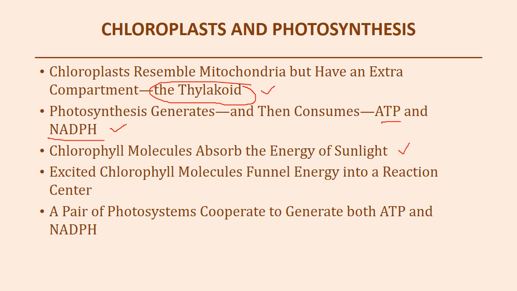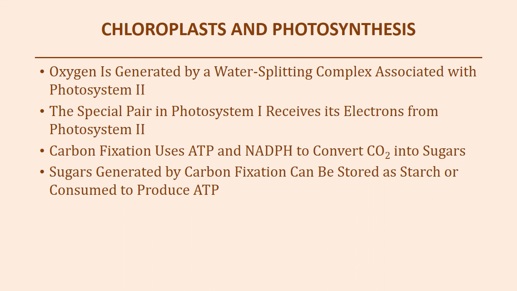They'll be able to take the energy from the sunlight and start off our photosystems. Excited chlorophyll molecules will funnel the energy into a reaction center of a photosystem. We have two photosystems, photosystem 2 first and then photosystem 1. Both need to cooperate so that they convert the energy courtesy of the chlorophyll into ATP and NADPH molecules. Oxygen is generated along the way as a byproduct courtesy of photosystem 2, which has a water splitting complex or enzyme.